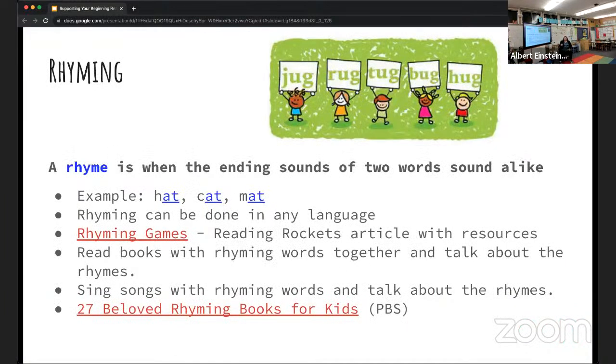So for rhyming. In case you're not sure what a rhyme is, a rhyme just means that the ending sounds of two words sound alike. So the examples are hat, cat, and mat. They start with a different beginning sound, but the ending part of the word is at. They all have that at. So we say those words rhyme. So rhyming can be done, like I said, in any language at all.